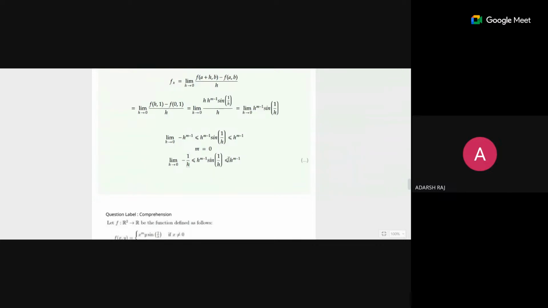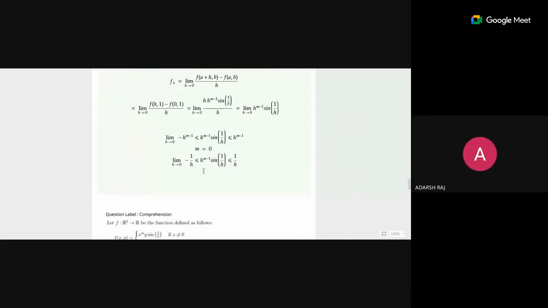And here also, 1 by plus h. If s tends to 0, does the limit of this function exist or not? It is minus infinity. It does not exist. So the limit does not exist if you take m equal to 0.